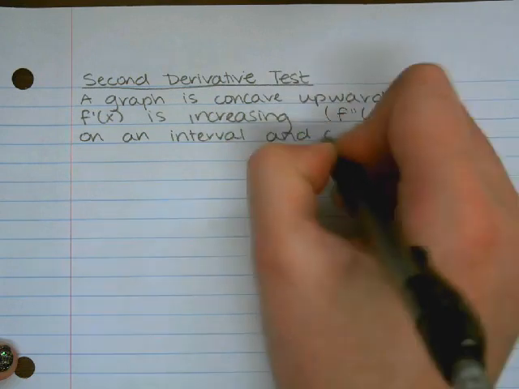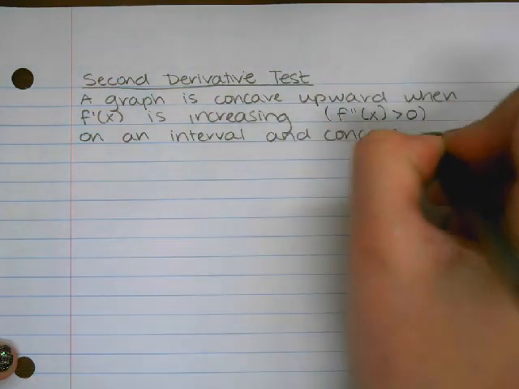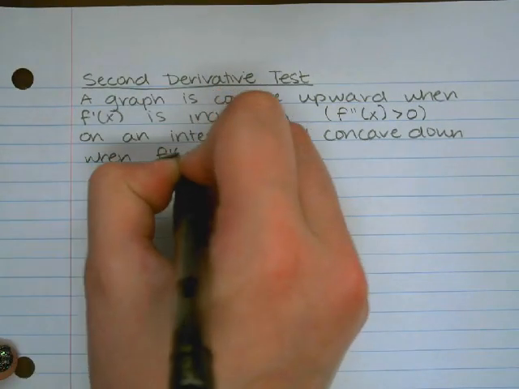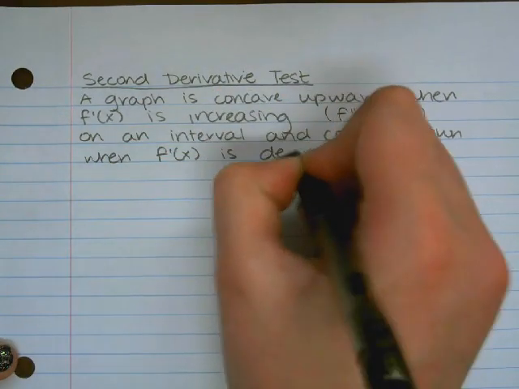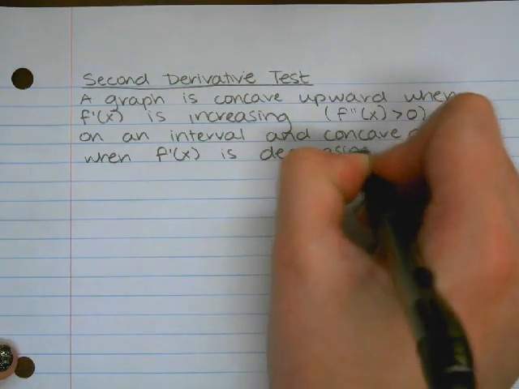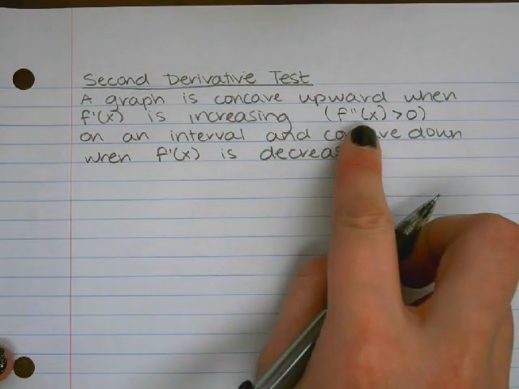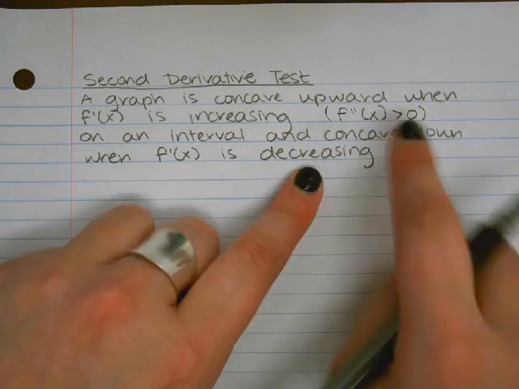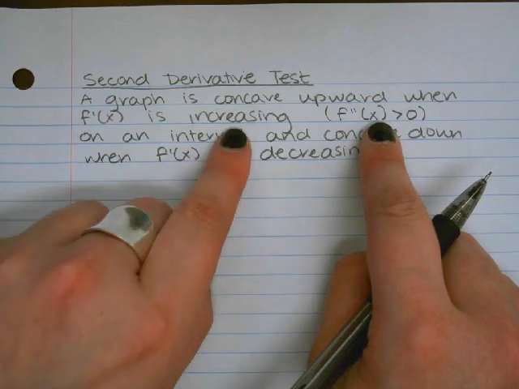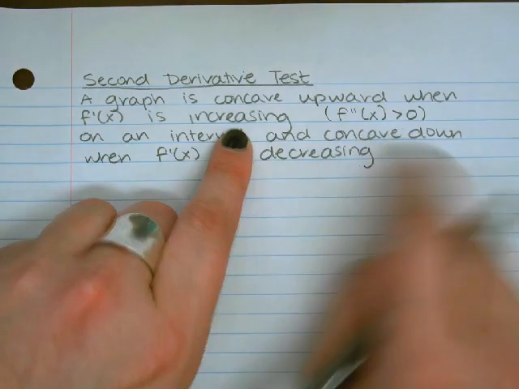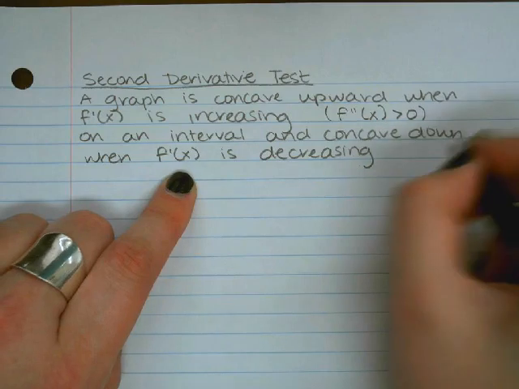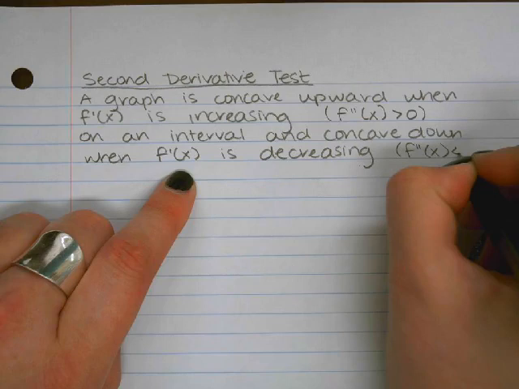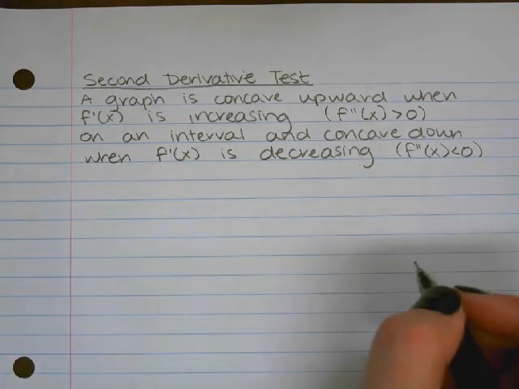And concave down when the derivative is decreasing. And since this makes sense with the derivative is increasing, the derivative is decreasing, that means that the slope of the derivative would be positive. And here the slope of the derivative would be negative, because that's what increasing and decreasing actually mean, is that you have a positive slope or a negative slope.